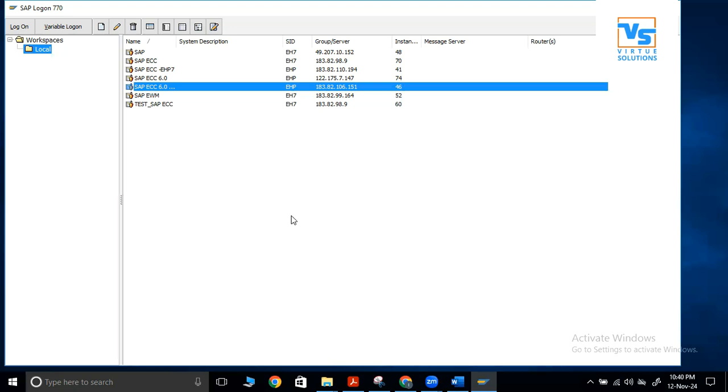And then coming to techno-functional, as the name itself explains, it means those persons who come from a functional background and have some technical knowledge as well. They can go for techno-functional modules.